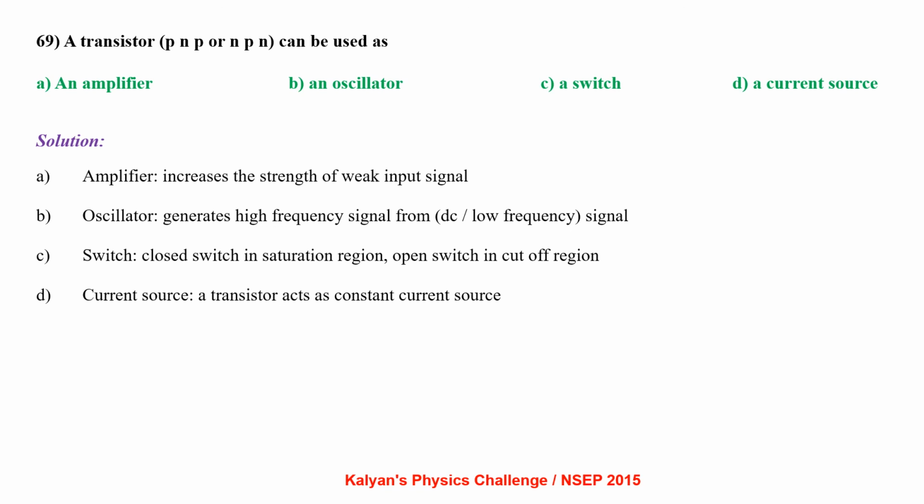We are talking about the transistor acting as an electronic switch. So it will act as an electronic switch. It is in switch on condition in the saturation region and switch off condition in the cutoff region. A transistor also acts as a constant current source. The circuit representations of all the four devices are given in the next frame.